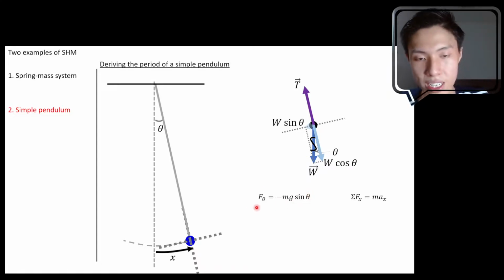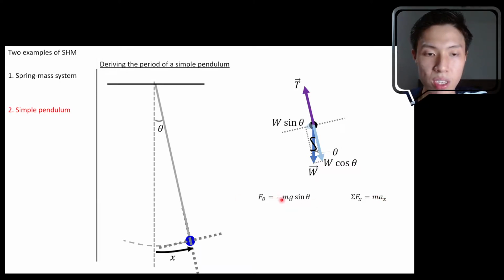So we know this is the equation here, but again we want to relate it to x, so you cannot just stop here. Okay, so how do we continue? We can make an assumption, but this assumption is only true if your theta here is small. Therefore, the first thing that you need to know is that for a simple pendulum, your angle must be small.